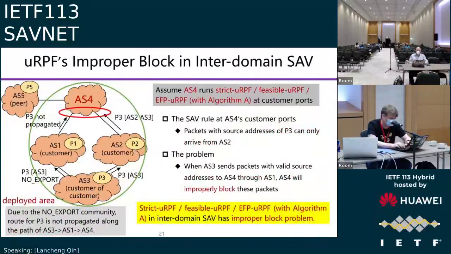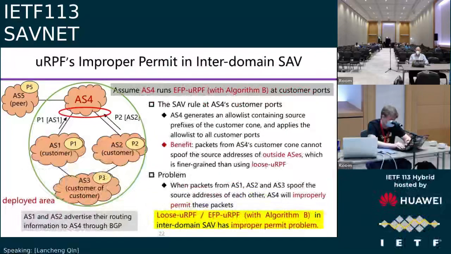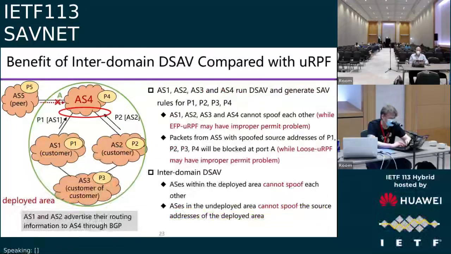For inter-domain save, strict URPF, physical URPF, and EFP URPF with algorithm A may have improper block problem, while loose URPF and EFP URPF with algorithm B may have improper permit problem. Deploying DSave in AS1, AS2, AS3, AS4 can generate save rules for P1, P2, P3, and P4. In this way, AS1, AS2, AS3, and AS4 cannot spoof each other, while EFP URPF may have improper permit problem.